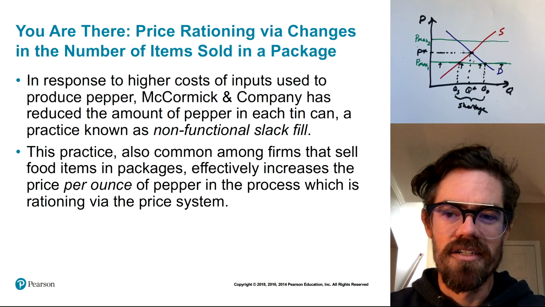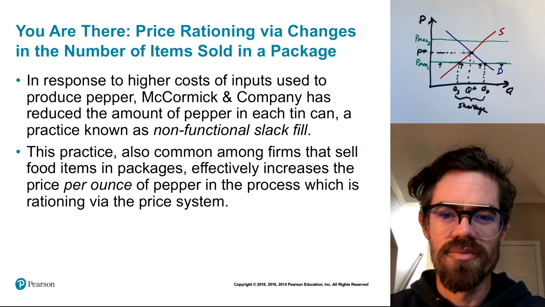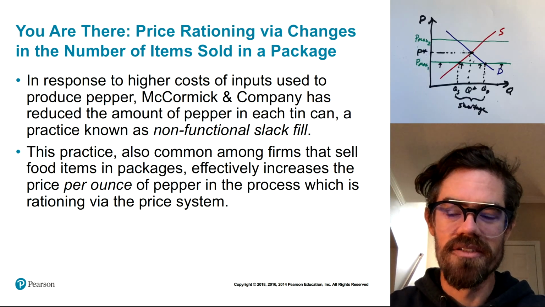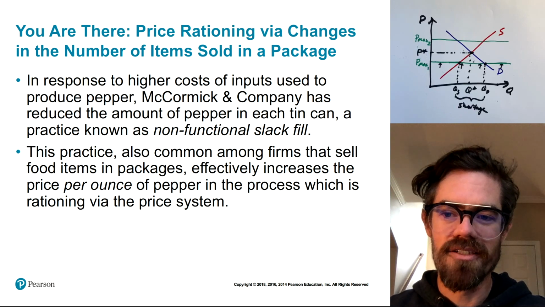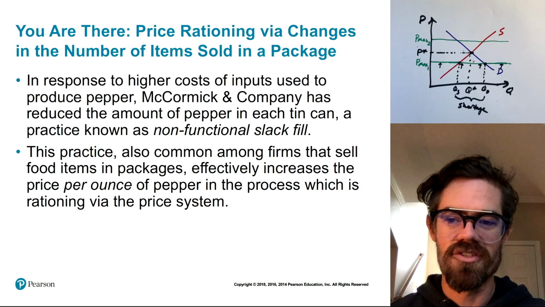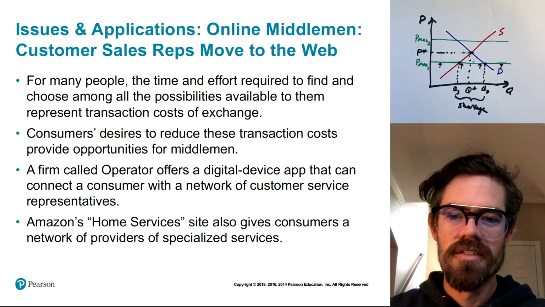So I actually talked about this with regard to cereal. So this is common among firms that sell food items, right? And it effectively increases the price per ounce in the process, which is rationing via the price system. So it's sort of a way for firms to hide price increases, right? The unit price stays the same, but the amount in that box or tin has gone down, and so the price per unit has actually gone up.